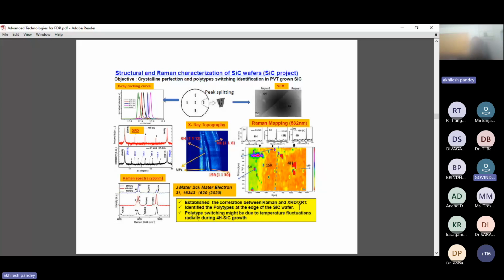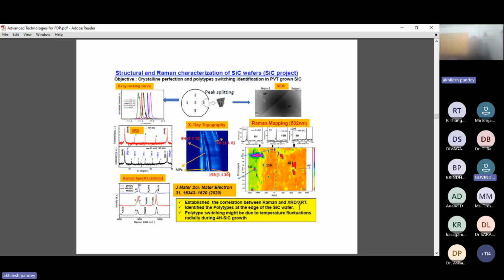This is because the stacking fault energy between 6H and 4H is very low. So if there is temperature inhomogeneity, or the pressure or the silicon to carbon ratio is changed, 6H is formed, and because the stacking fault energy is very low, 15R is automatically also formed.